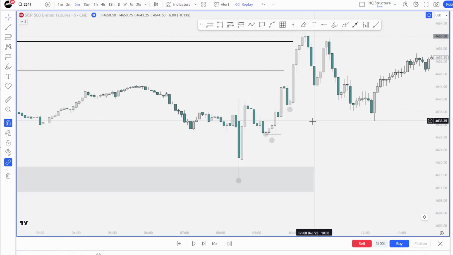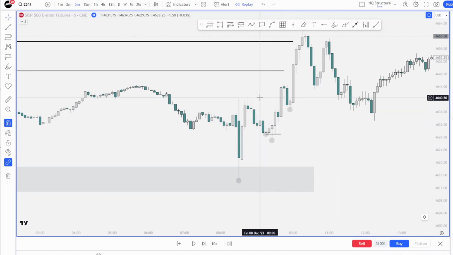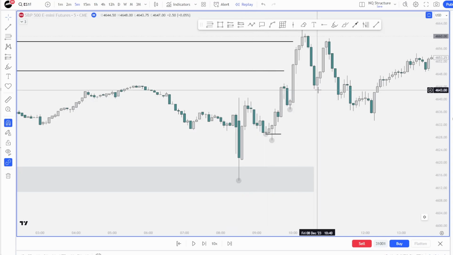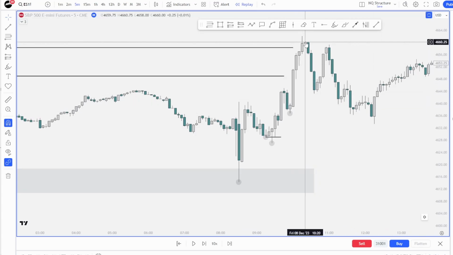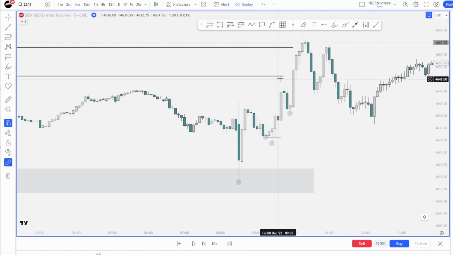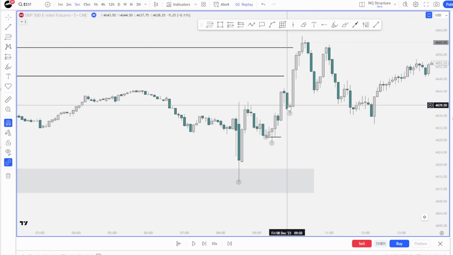So, in another means of looking at this, it's price retracing into a 5 minute internal range liquidity pool after taking out this 5 minute external range high. And what happened when price did the same thing here? Price reached all of these external range highs, and the first thing that it did was rebalance this M5 imbalance.